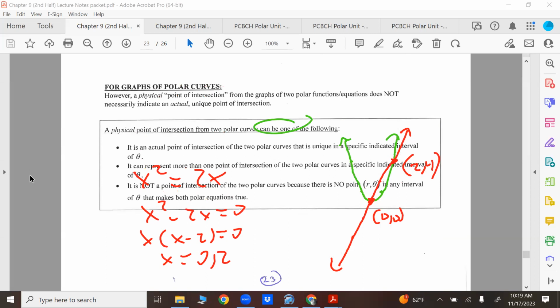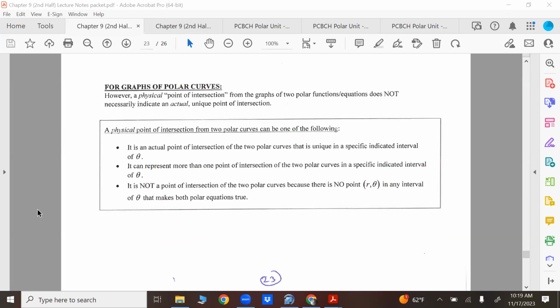In this case, a physical point of intersection for the graphs of two polar curves does not necessarily indicate an actual unique point of intersection. A physical point of intersection for two polar curves can be one of the following. It is an actual, unique point of intersection of two polar curves in a specified interval of theta, fine. It can represent more than one point of intersection, because these curves do repeat themselves, in a specified interval of theta. Or it is not necessarily a point of intersection, because there's no point in the interval of theta that can make both equations true. That can happen too.